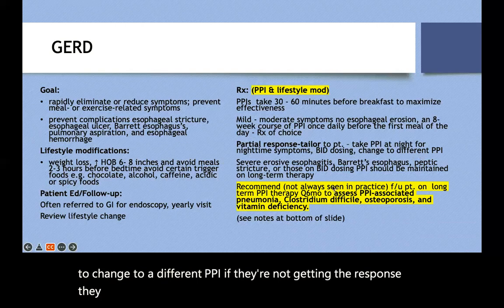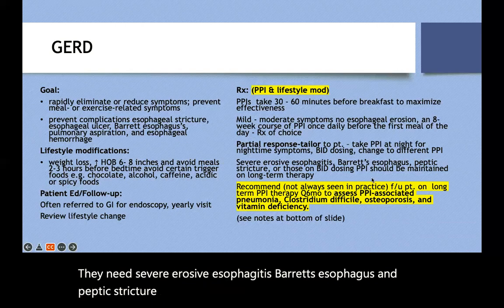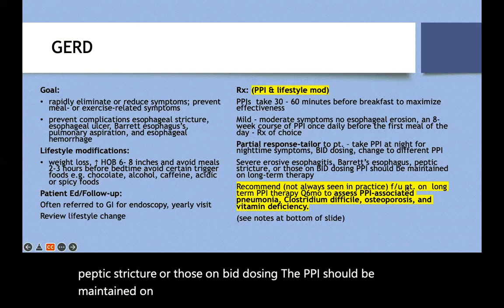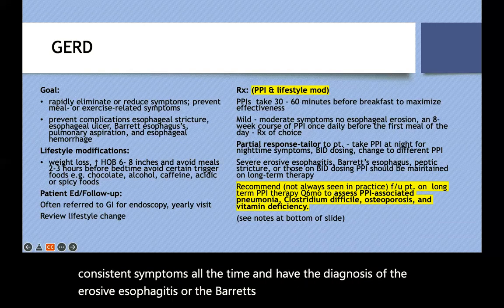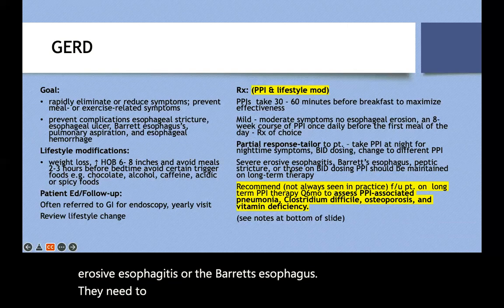Severe erosive esophagitis, Barrett's esophagus, and peptic stricture, or those on BID dosing, the PPI should be maintained on long-term therapy. So these patients who have consistent symptoms all the time and have the diagnosis of the erosive esophagitis or the Barrett's esophagus, they need to be on a daily dose for pretty much the rest of their life.